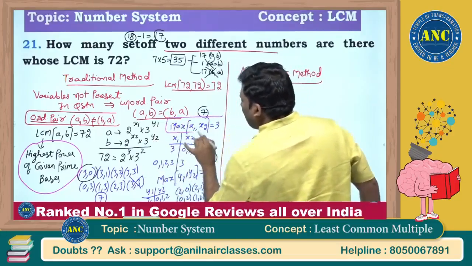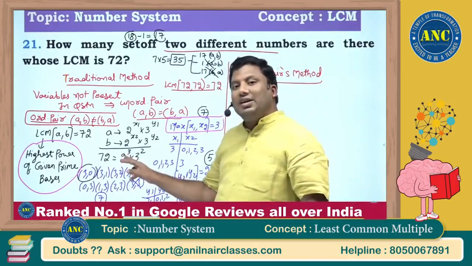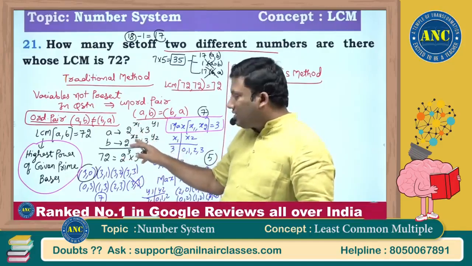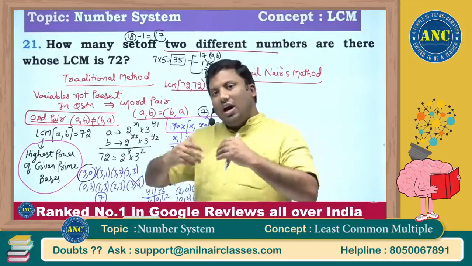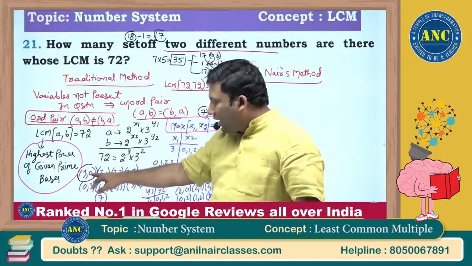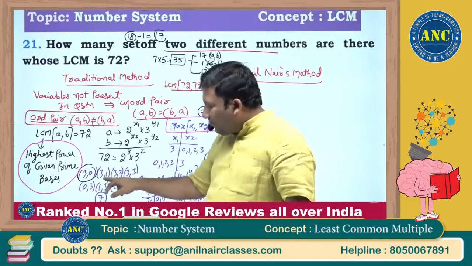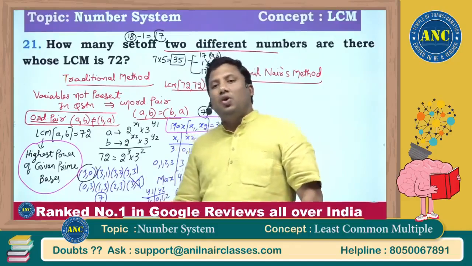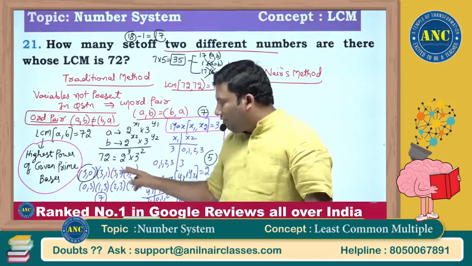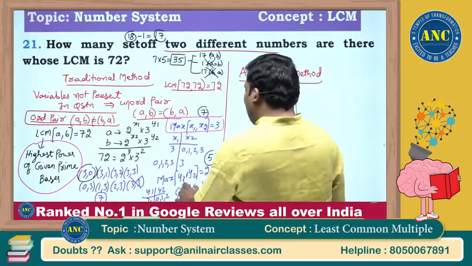Why is the maximum of x1, x2 equal to 3? Because the answer contains 72, which is 8 into 9. Either x1 contains 3, or x2 contains 3, or both contain 3. If x1 contains 3, x2 can contain 0, 1, 2, 3. If x2 contains 3, x1 can contain 0, 1, 2, 3, with 3, 3 already counted twice. So 7 cases.